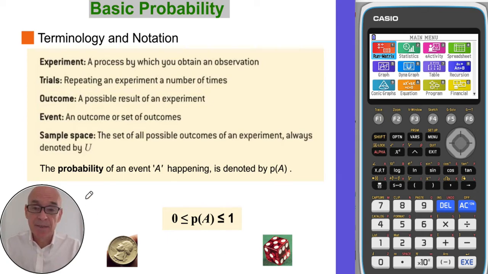And the sample space, denoted by the letter U, is the set of all possible outcomes. So on the dice, that would be the numbers 1, 2, 3, 4, 5, 6, the numbers on the sides of the dice. And on the coin, the sample space would be heads and tails. The notation for probability of an event is P(A). So as you can see, all probabilities of events are between 0 and 1.